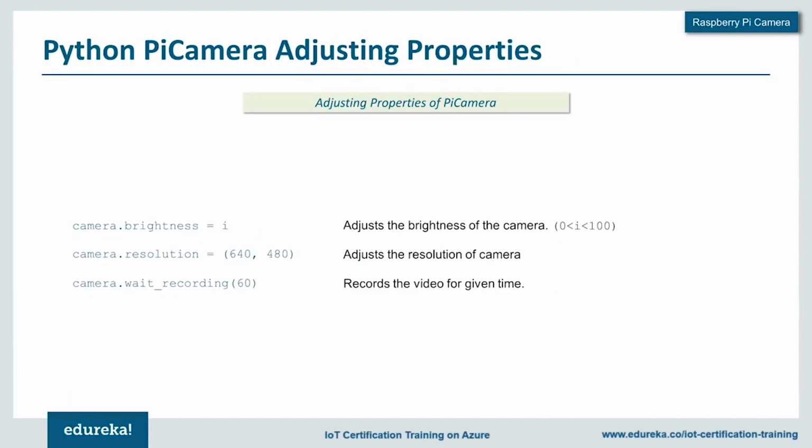Now again, if you wish to play with some of these properties of the camera, you can play around with the brightness, you can change the resolution, and you can even add a wait with respect to it. Similarly, as you have a timer function in your standard cameras, the same can be used here as well. So let's say I want to start the recording after 5 seconds, I can do that as well.